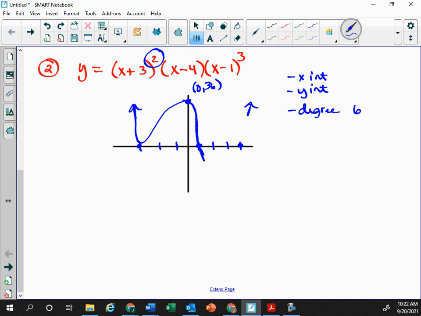I struggle more with drawing them that direction too than the other way. So on a test, if you're ever like, hey, that doesn't look like it, just label for me, be like, that's a point of inflection. Because then I know you know, but the drawing just didn't go quite as planned, okay?